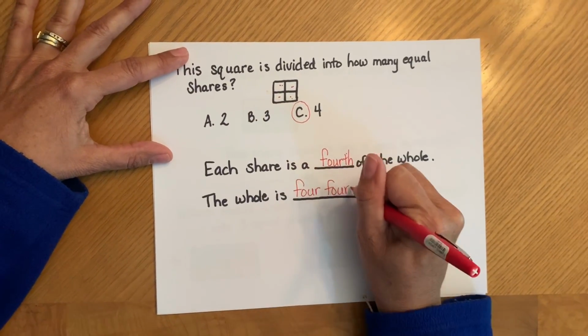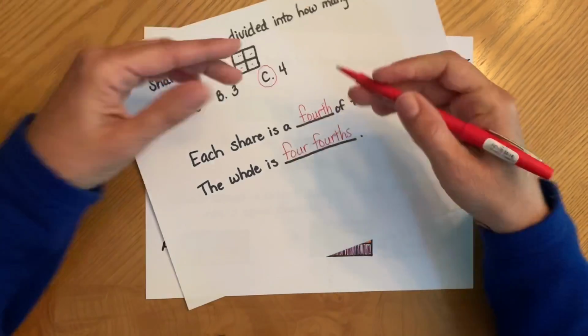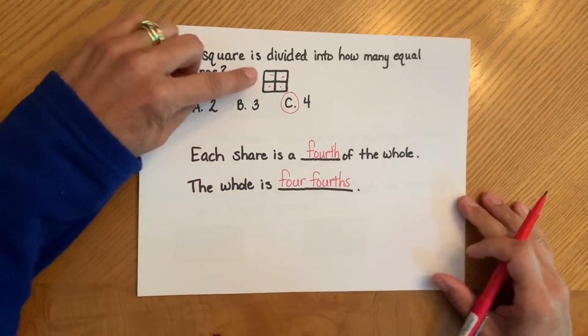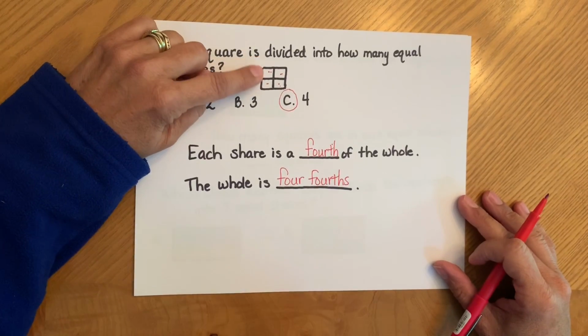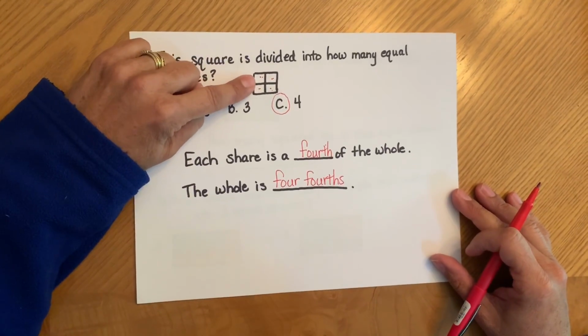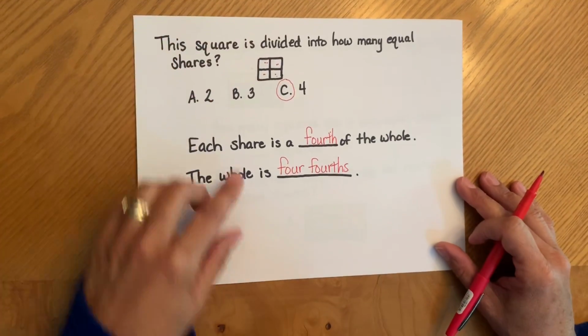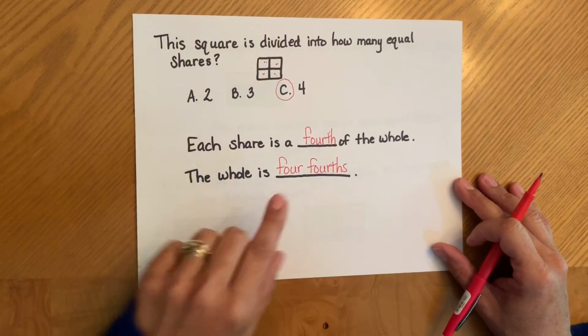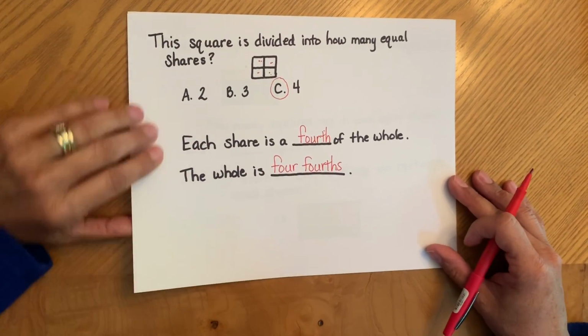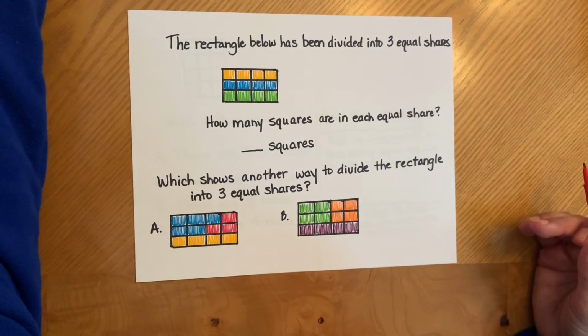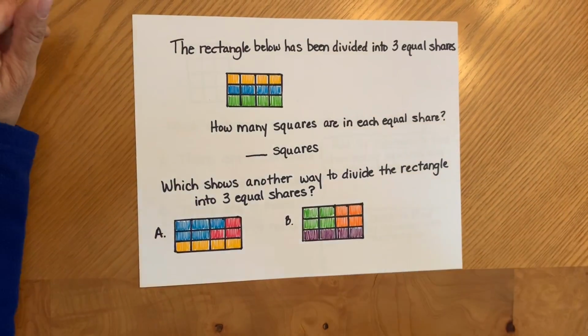Okay. So if you have a sandwich, it's divided into 4 equal pieces. Each piece is 1 out of 4, so it's 1/4. And all 4 together, 4/4 is a whole. Okay, just remember that.